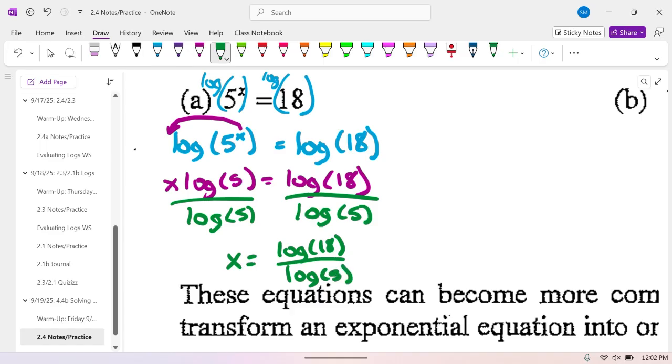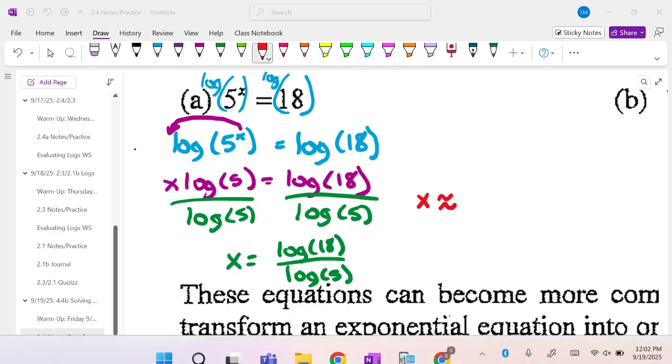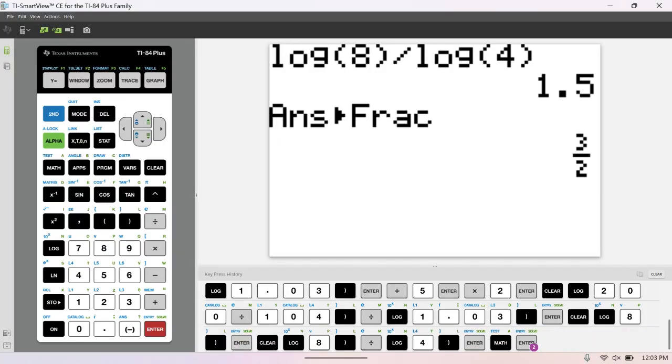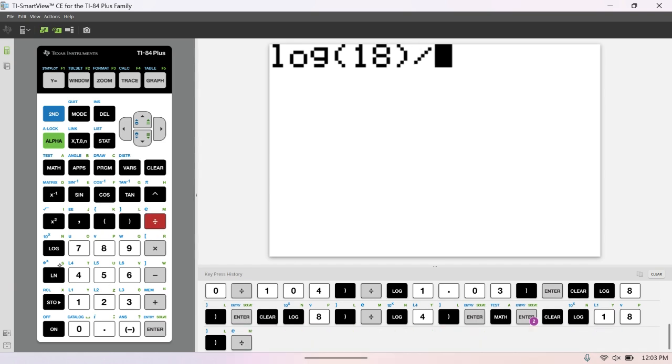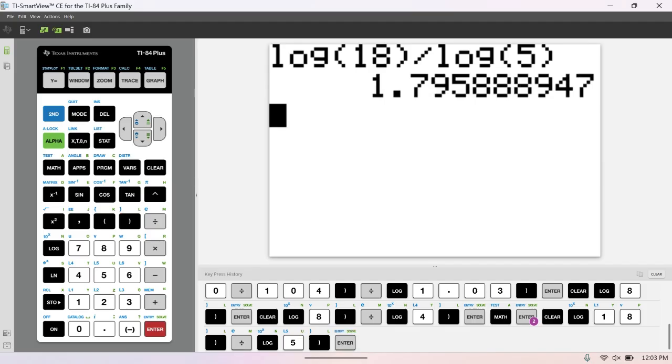Now, this one is one of those where it will not give you a pretty answer, so we're going to put it in our calculator and round it to 2 decimal places. So if I put in my calculator, I have log of 18 divided by log of 5. If I round that to 2 decimal places, what is it?